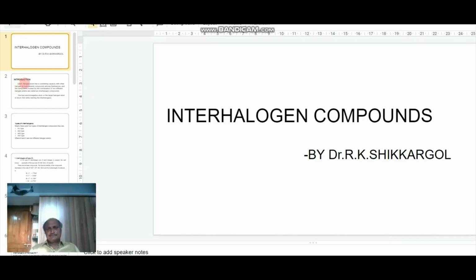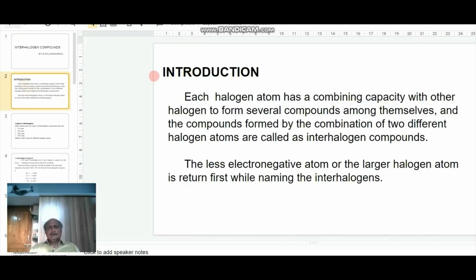Now coming to the interhalogen compounds. Each halogen atom has a combining capacity with another halogen atom to form several compounds among themselves, and the compounds formed by the combination of two different halogen atoms are called interhalogen compounds.